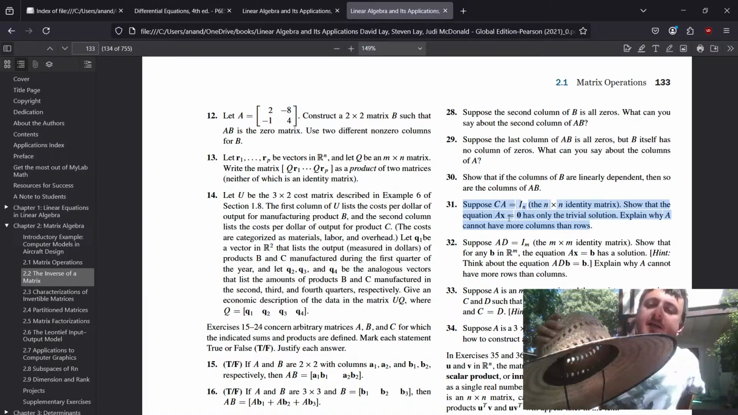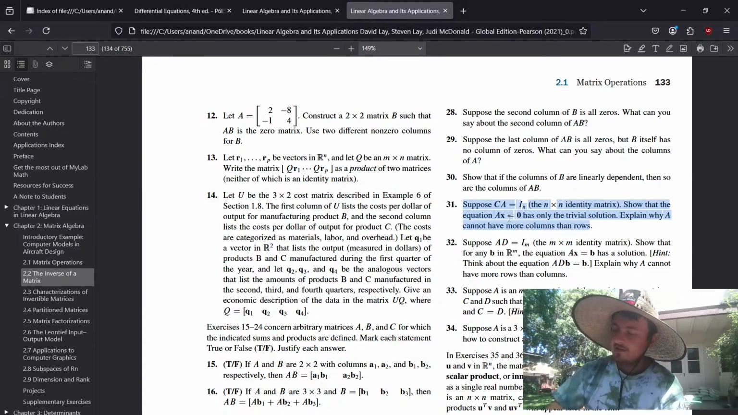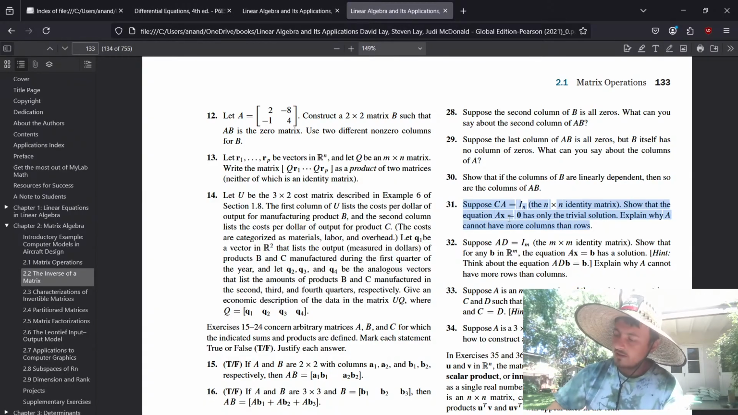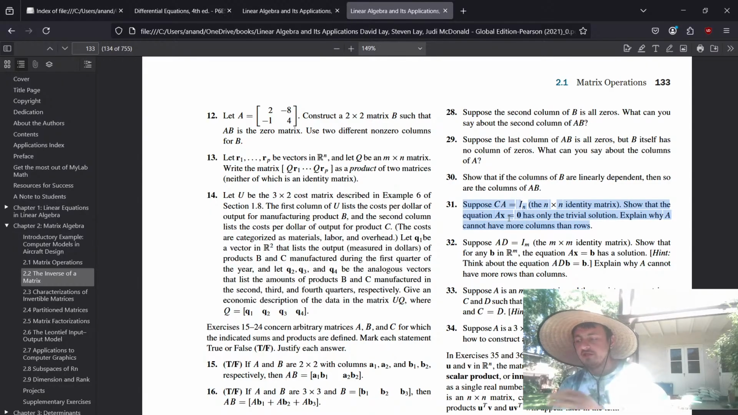Okay, so let's say that you have more columns than rows. Then the columns of A are dependent. They're linearly dependent, which means that you can make at least one of the columns 0, because you can make a linear combination of the other ones.